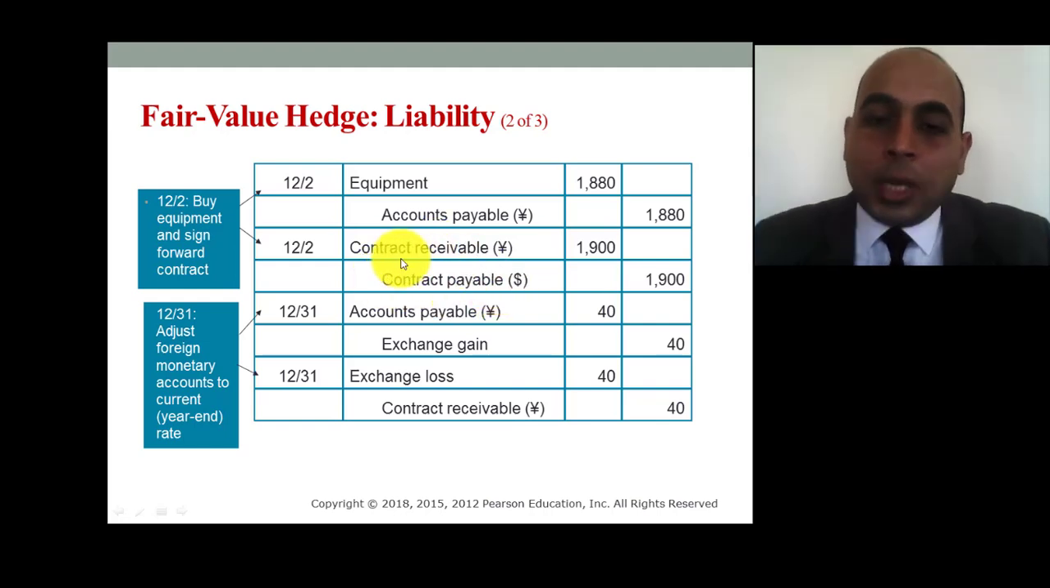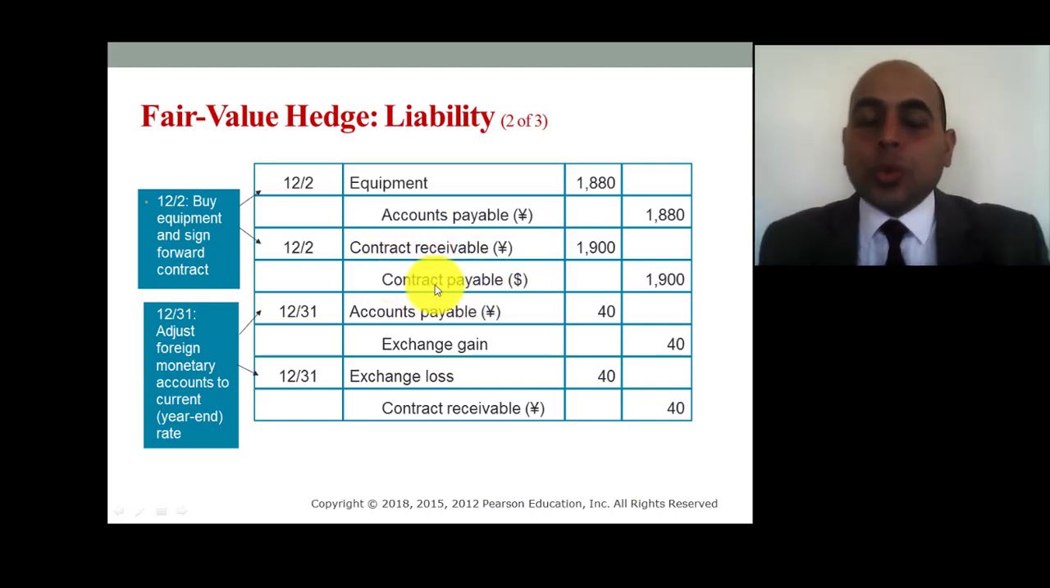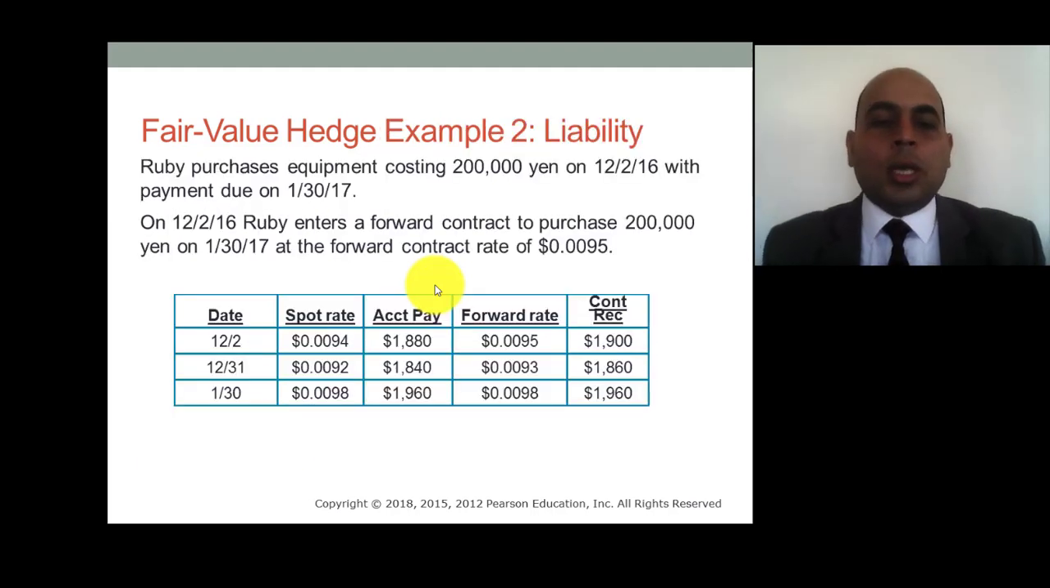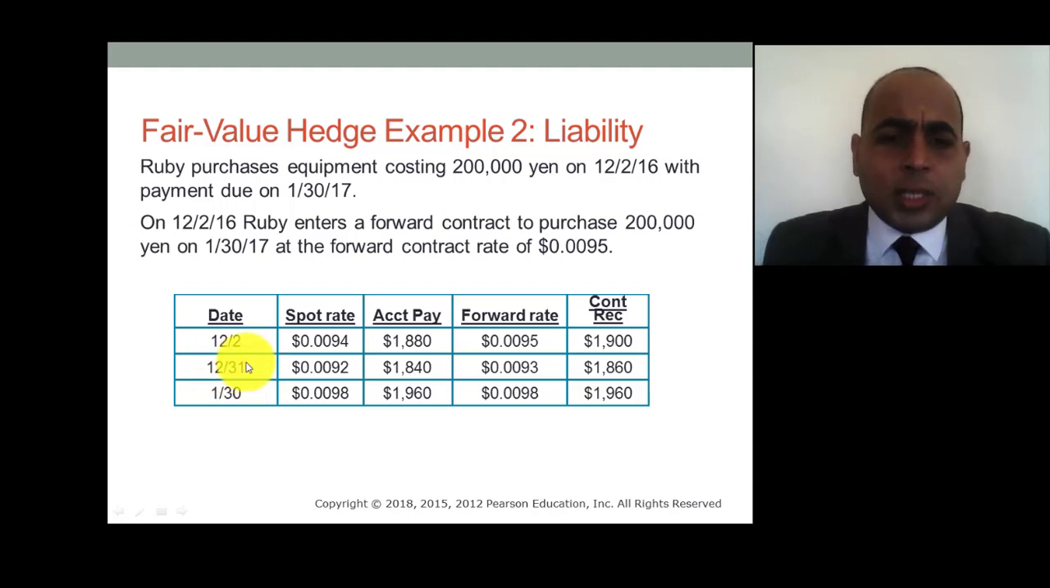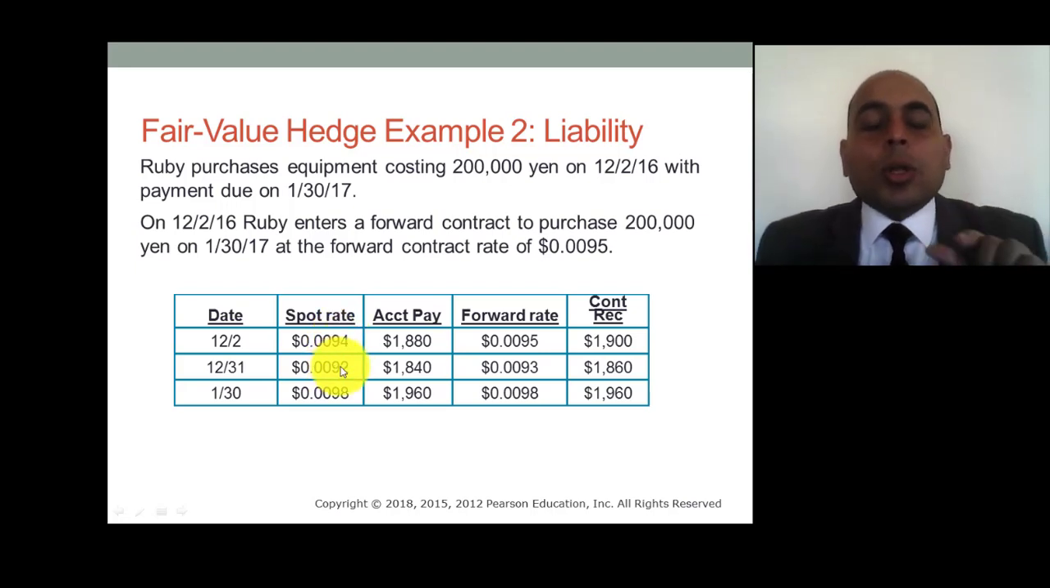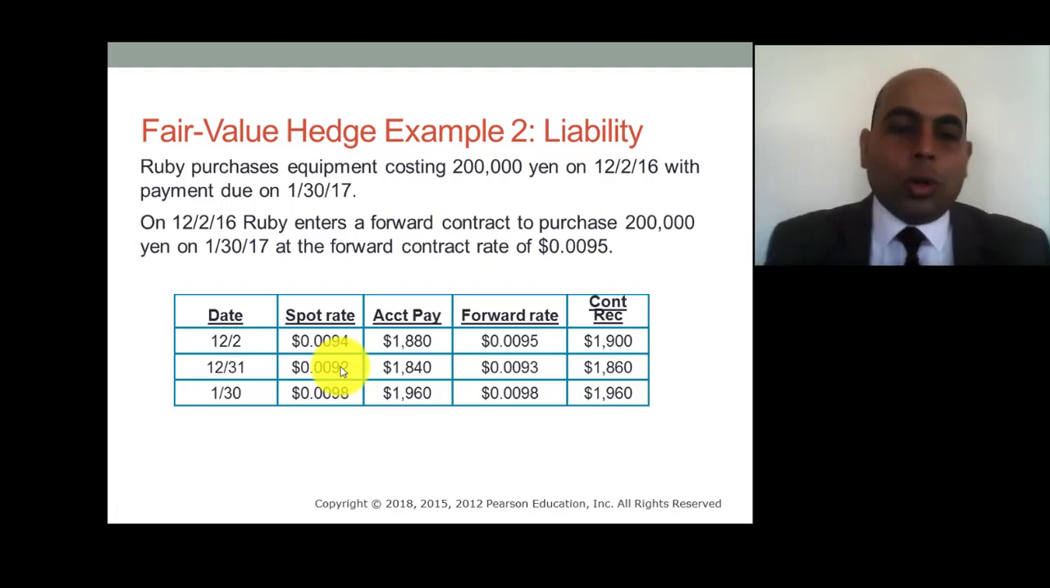But the contracts payable will be fixed. Let us move to the date of preparing the financial statement to see what we will do on that date. On the date of preparing the financial statement, the exchange rate has declined from 94 to 92. Let us see how we will recognize the amount of gain or loss.